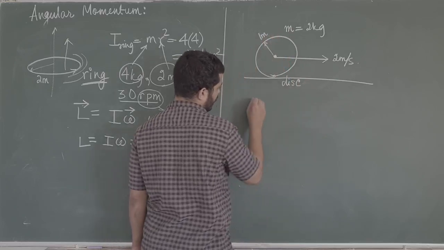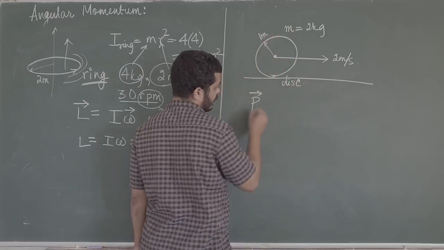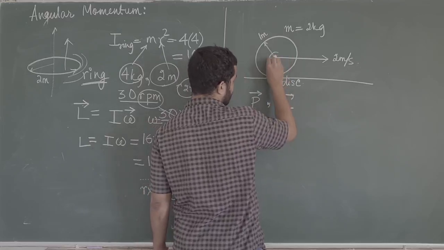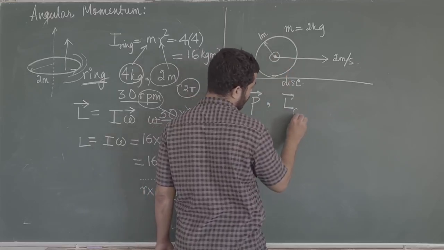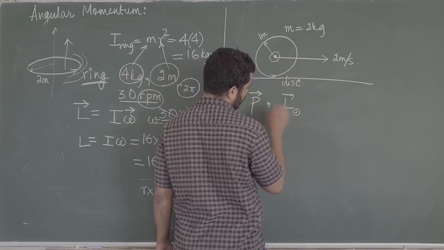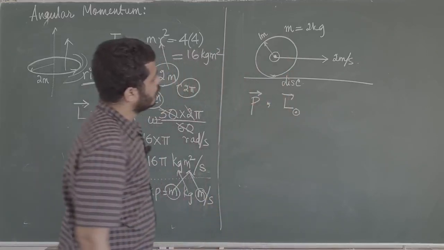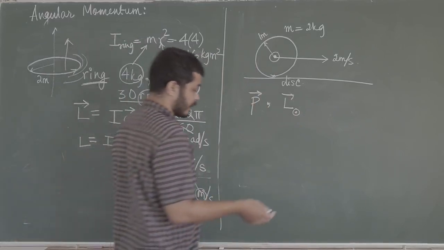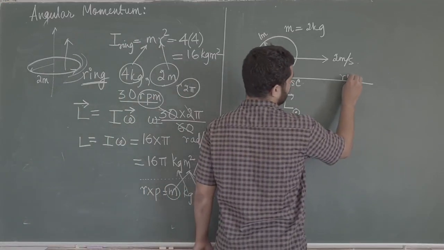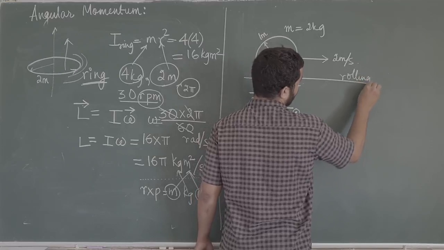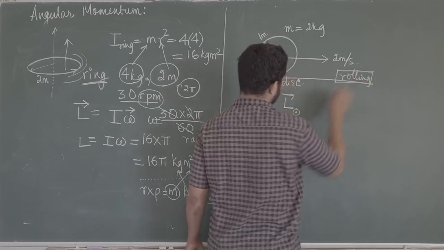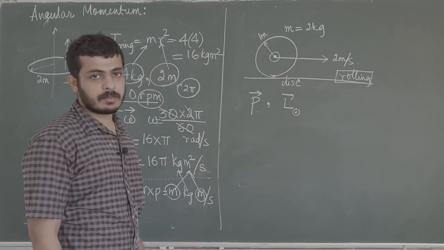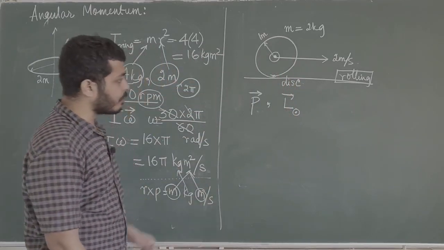Can you find out the momentum of the wheel? Can you find out the angular momentum of the wheel about the center? Find out both of these things. This is a wheel that is plainly rolling on a surface. All we need to do is find out the linear momentum and the angular momentum about the center of the wheel. This problem can get fairly complicated.